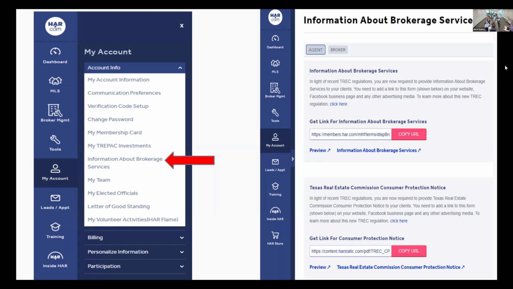Well, while we're on that, when do you have to give the IABS? When you have that continuity, first substantial communication.